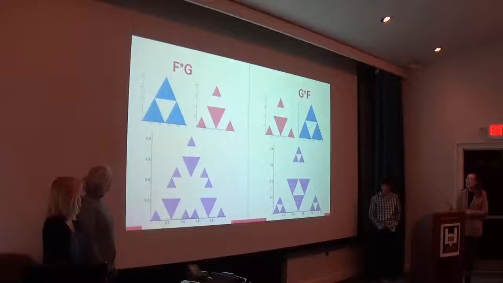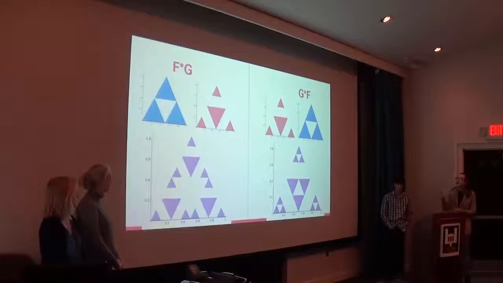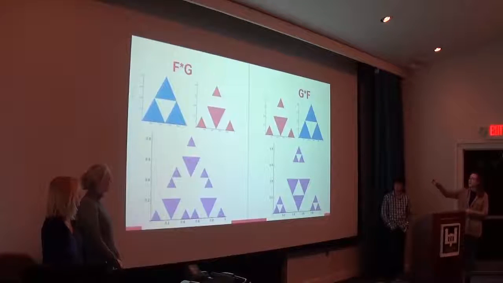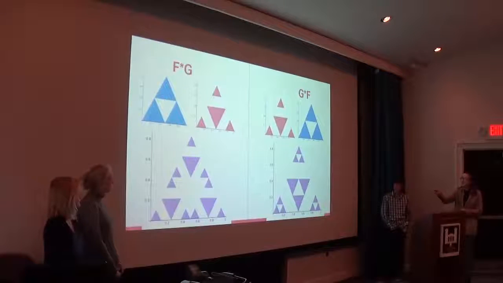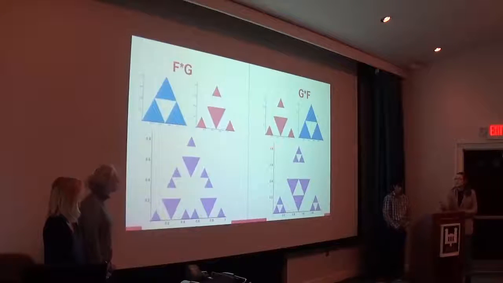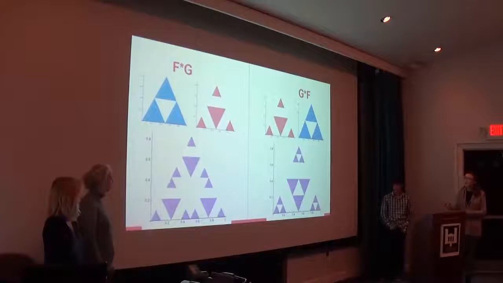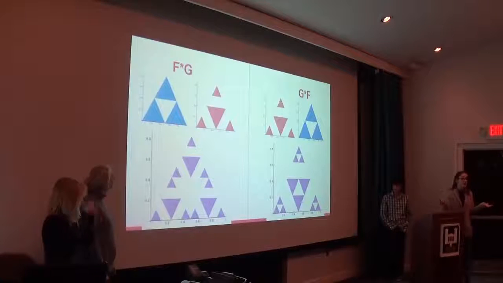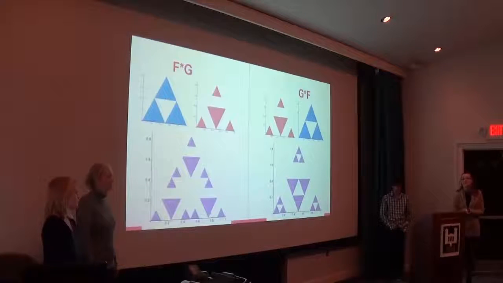Now, similarly, if we were to do g star f, that's taking this fractal f and applying it to each subtriangle in fractal g. So this one, and this one, which you can see makes this image down here. So not commutative was the conclusion that we made from that.